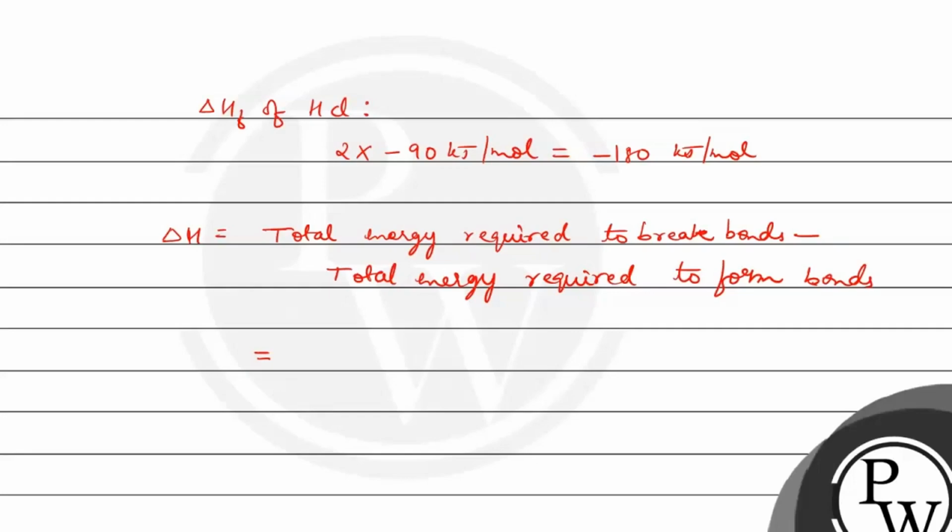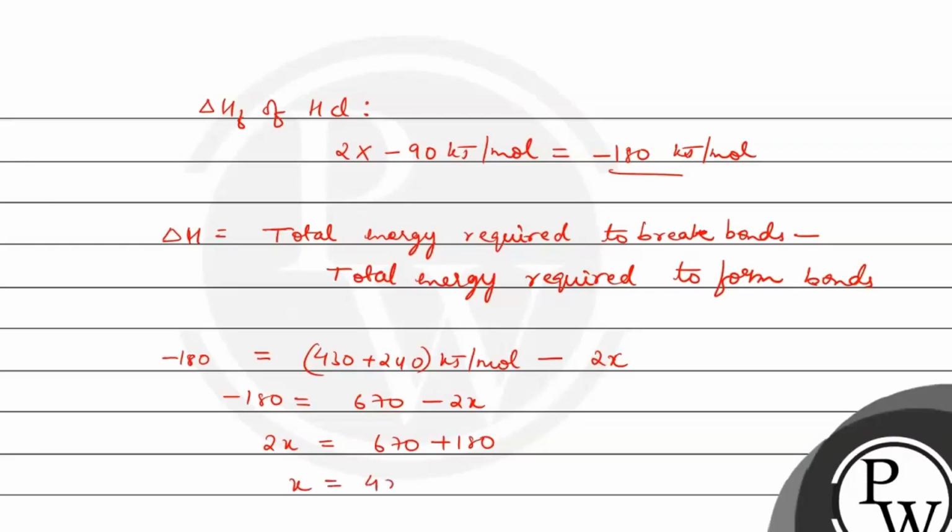Total energy required to break bonds is 430 plus 240 kilojoule per mole, and total energy required to form bonds. So we are forming 2 HCl bonds, and for HCl bond we have taken X to be the bond enthalpy. Therefore it will be 2X here, and delta H, that is minus 180 kilojoule per mole, we have just now calculated. So here it will be minus 180 is equal to 670. 430 plus 240 is 670 minus 2x. Therefore 2x will be 670 plus 180. Now if we solve for x, it will come as 425 kilojoule per mole.